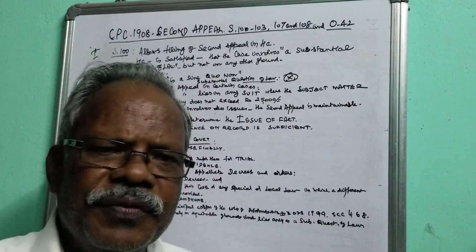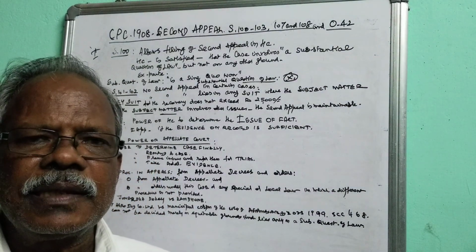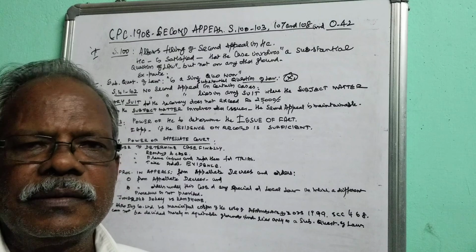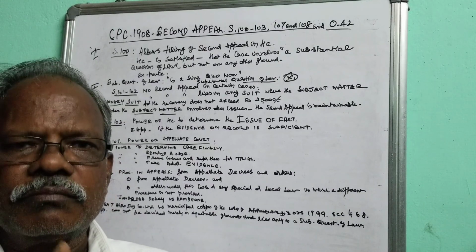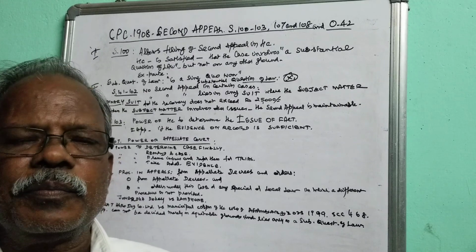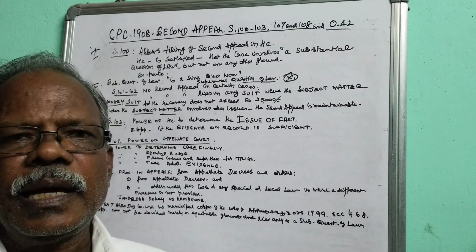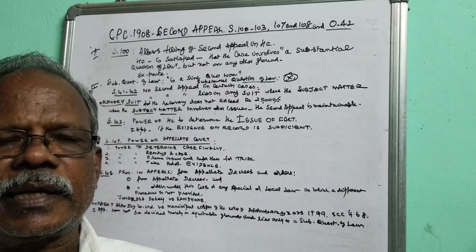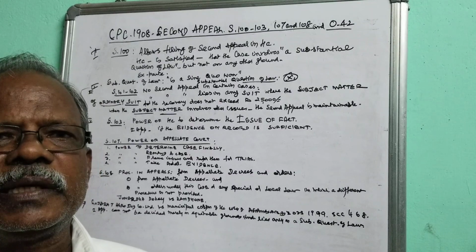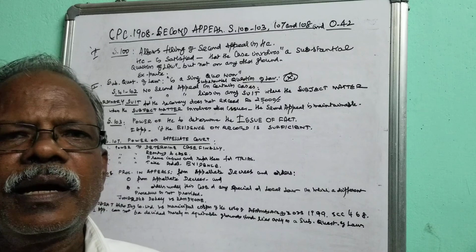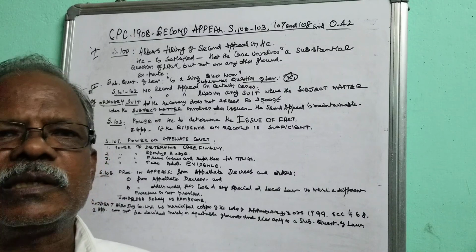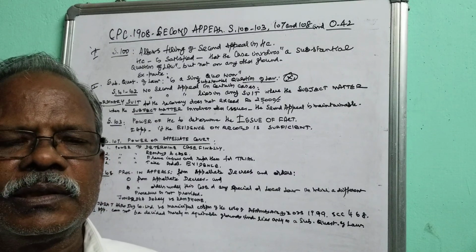So the first appeal lies on the rehearing of the decree passed by the court, and naturally the aggrieved party can approach the higher court to re-examine the decree passed by the lower court.